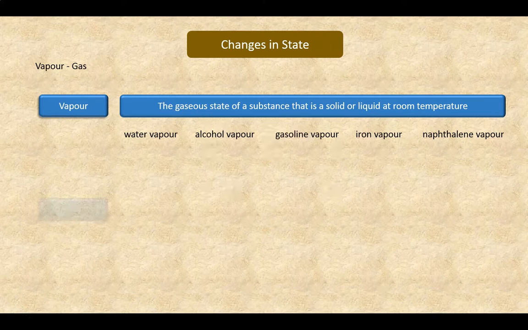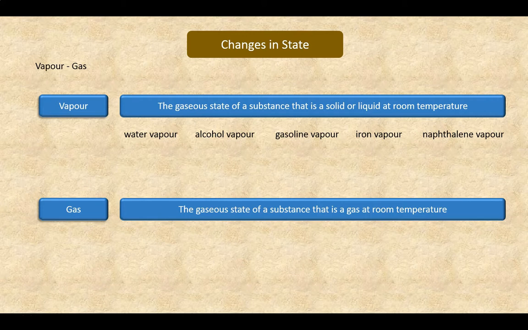Now let's look at the word gas. A gas is the gaseous state of a substance that is normally a gas at room temperature. Notice that it is the gaseous state, just like with vapor, but it comes from the substance that is already a gas at room temperature. For example, we speak of oxygen gas, nitrogen gas, carbon dioxide gas, and chlorine gas, because at room temperature they're already gases. Gases are also invisible, like most vapors. One exception is chlorine gas, which has a faint yellow-green color.